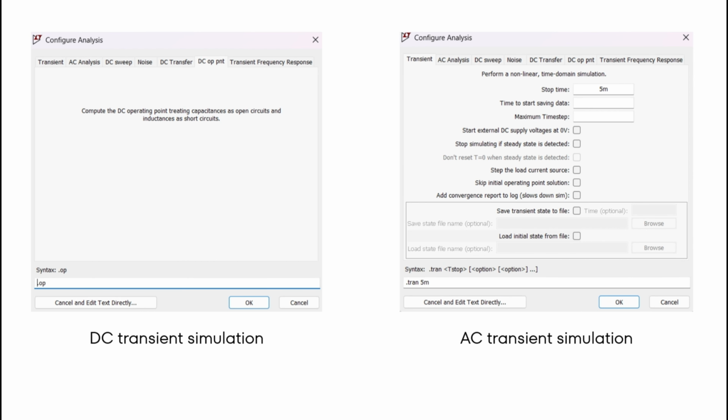We configured two separate simulations. We use a DC operating point command to verify our steady state biasing and a 5 millisecond transient analysis to capture multiple cycles of our AC waveform. This step fully prepares our circuit for the final calculations.